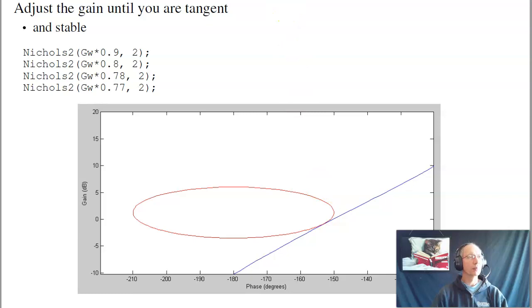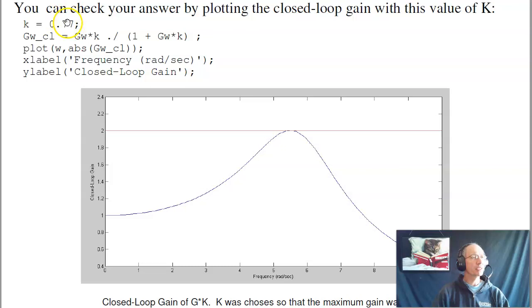And I can check that. If you input K is 0.77, calculate the closed loop gain, GK over 1 plus GK, and plot frequency versus gain, that's what I see. The DC gain is 1, it's a type 1 system. The maximum closed loop gain is right here, maximum closed loop gain is 2, and then drops off. So there I met my specs. K is 0.77.